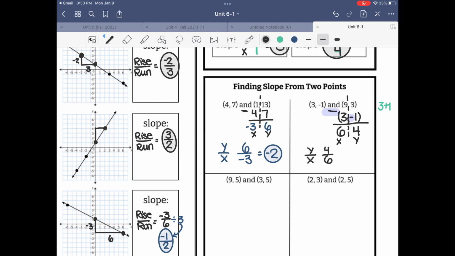Can I divide this by anything? Yes, I can divide it by 2. So I'm going to go ahead and simplify by dividing by 2. 4 divided by 2 is 2. And 6 divided by 2 is 3. So my slope, simplified, is 2/3.